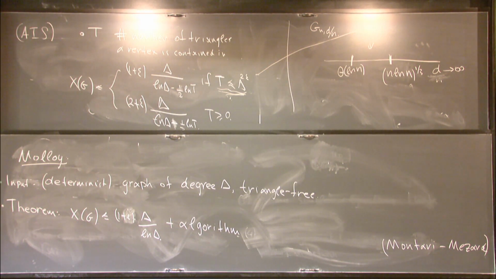Let me denote it by C of G. That is basically the maximum number of mutual neighbors of any two vertices. You mean common neighbors? Sorry? For any two vertices, you look at all the common neighbors. Yeah.